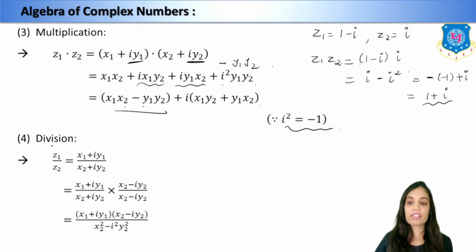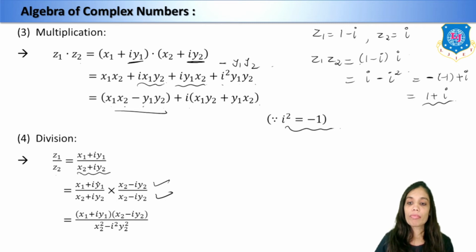Okay. Next, division of complex numbers. So z1 upon z2, that is x1 plus i y1 upon x2 plus i y2. In this, whenever a complex number comes in the denominator, we have to take the conjugate. So the conjugate of this will be what? x2 minus i y2. So multiply and divide by that.